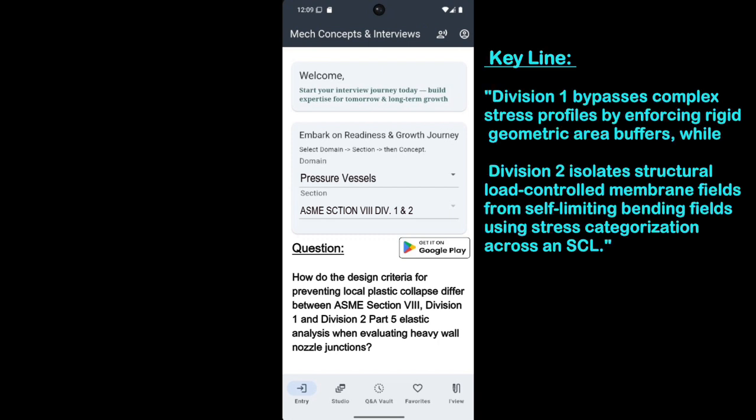Division 1 bypasses complex stress profiles by enforcing rigid geometric area buffers, while Division 2 isolates structural load-controlled membrane fields from self-limiting bending fields using stress categorization across an SCL. I require quantitative field proof to back up this architectural logic.